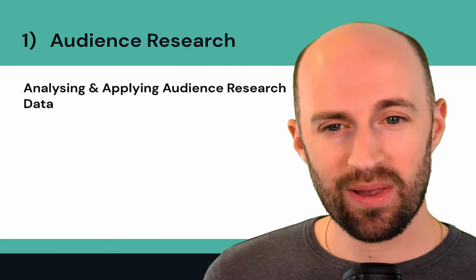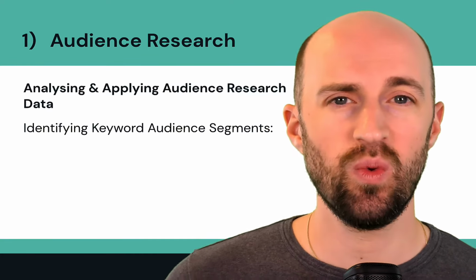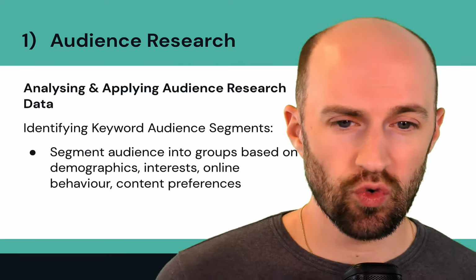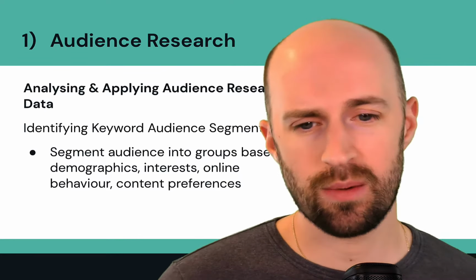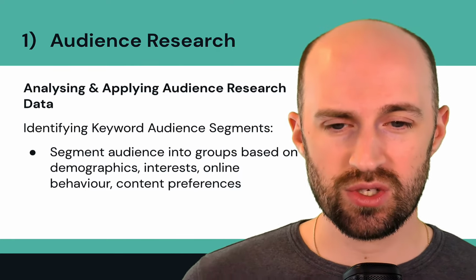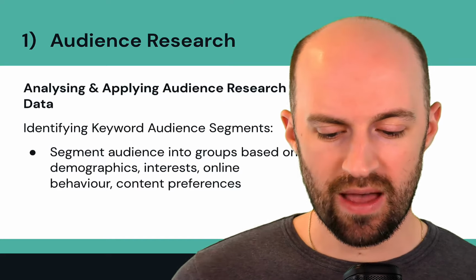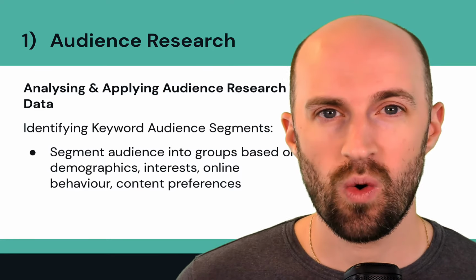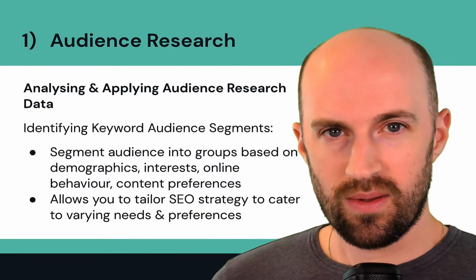Next is analyzing and applying audience research data. So this is where you would identify keyword audience segments. And basically, this is where you would segment the audience into groups based on their demographics, their interests, their online behavior, content preferences, anything that you've collected via your qualitative and quantitative research. You can start grouping them based on the patterns you start seeing. And this is where you have these groups of audiences that you can cater to when you create content or you're doing your keyword research in the next step. So that's really important that you do this.